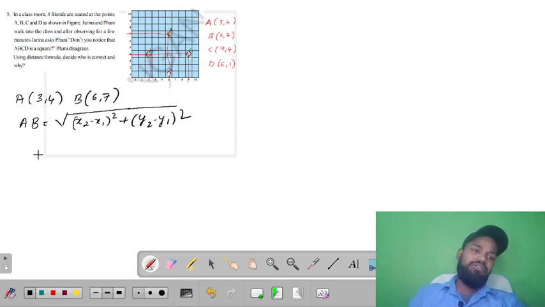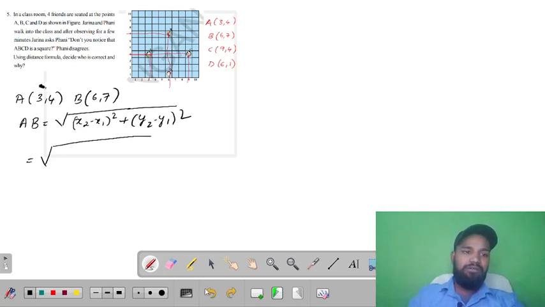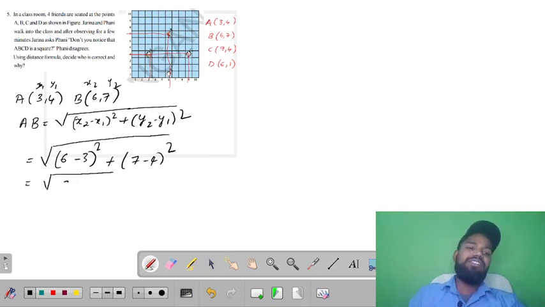Okay, so now just substitute them in the equation, we get the values. This is x1, this is y1, x2, y2. Now what is x2? The x2 value is 6. 6 minus the x1 value, 3, whole square, plus the y2 value, 7, minus the y1 value, 4, whole square. Now just do this. 6 minus 3 is 3, plus 7 minus 4, which is also 3.